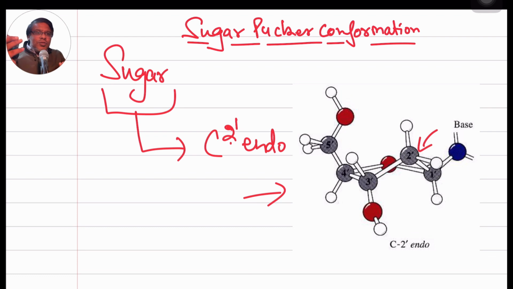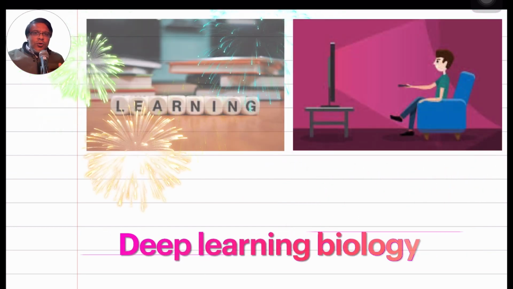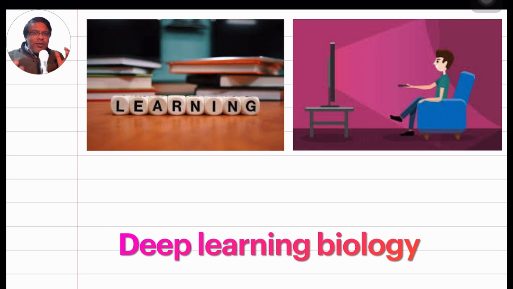But here if you see the carbon number 2, it is present inside if you compare it with the position of carbon number 5. So here both are inside. So this conformation is known as C2 prime endo. So in case of B form of DNA, you are going to have C2 prime endo conformation of sugar. Yes, other conformations are also there. We are going to discuss that when we discuss the difference between A form of DNA, B form of DNA and Z form of DNA, in the next video. So hopefully in this video you have learned every basic point related to the structure of DNA.